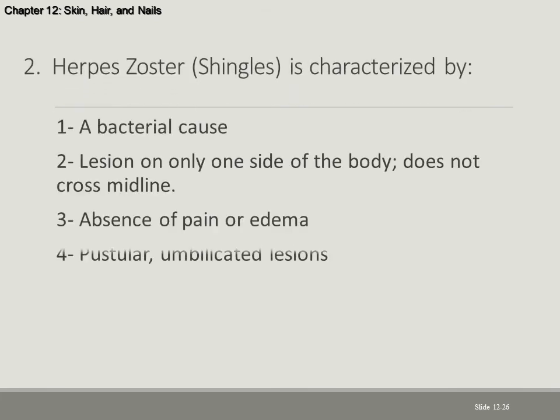So here is a question for you. Herpes zoster or shingles is characterized by: 1, a bacterial cause; 2, lesion on only one side of the body, it does not cross midline; 3, absence of pain or edema; or 4, pustular umbilicated lesion. So if you were listening a few minutes ago, I actually gave you the answer. So the answer is 2, the lesion only on one side of the body does not cross midline. And the next slide will show you what that looks like.